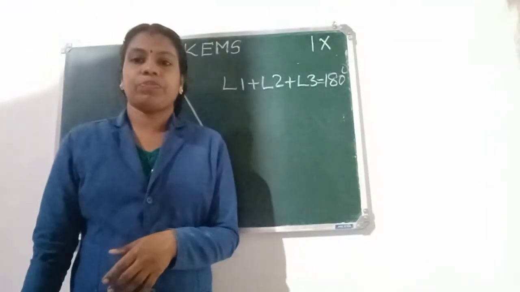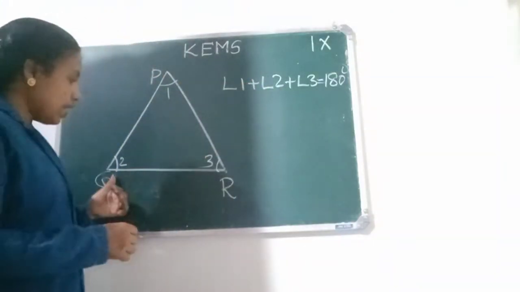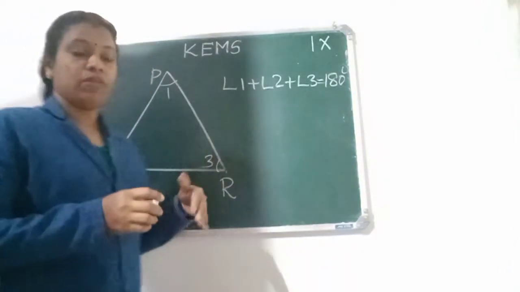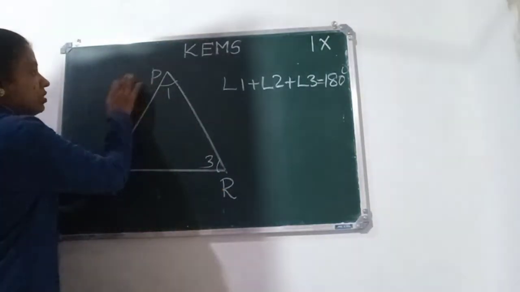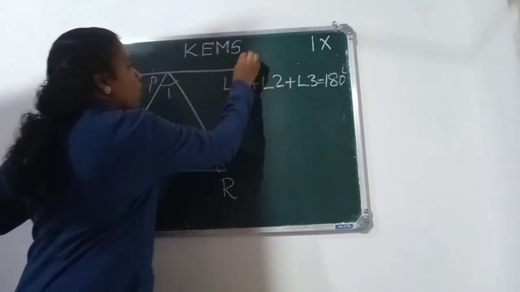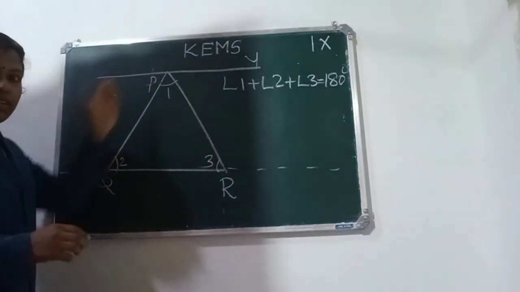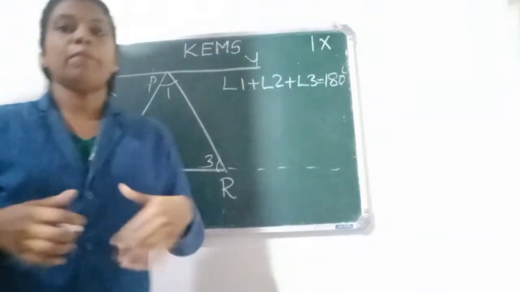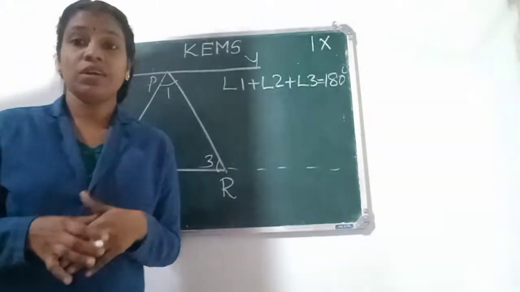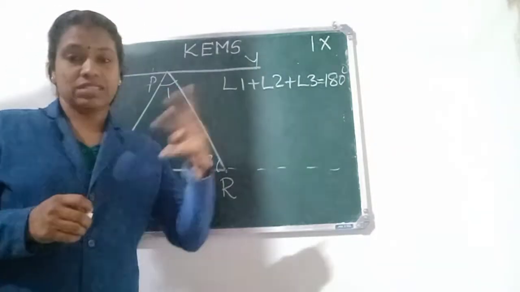So let us draw a line XY parallel to QR through P. Let us draw a line XPY parallel to QR. So these two lines are parallel to each other. XY and QR are parallel lines. Then PQ and PR are two transversals.